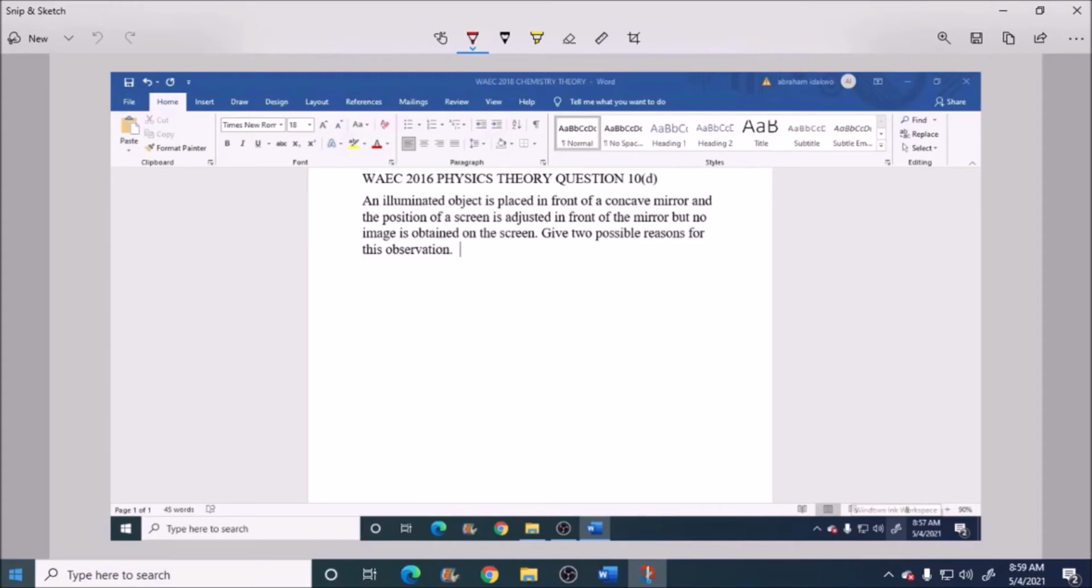Now, the possible reasons are: 1, no image is obtained on the screen because the object, the screen, and the mirror are not coaxial.